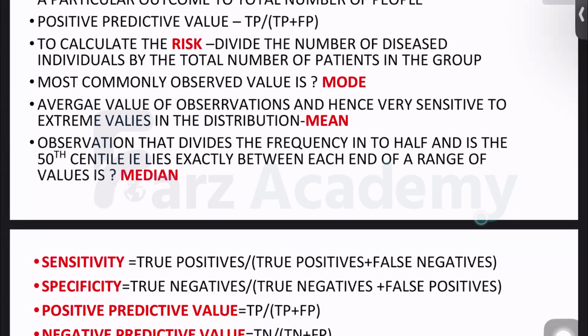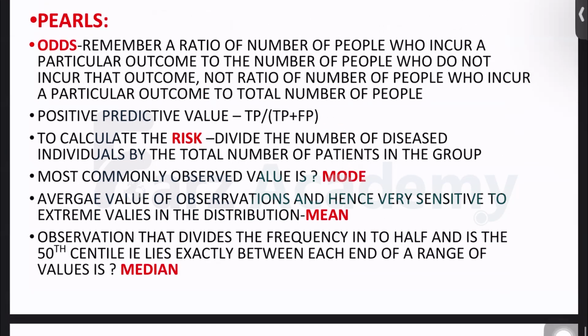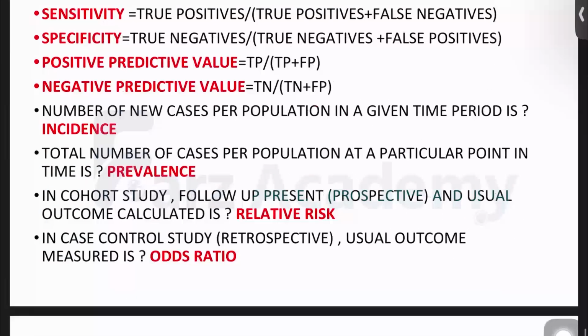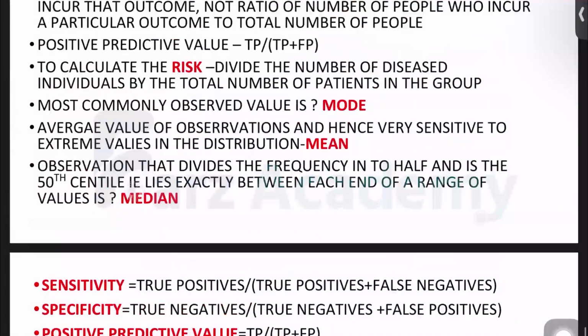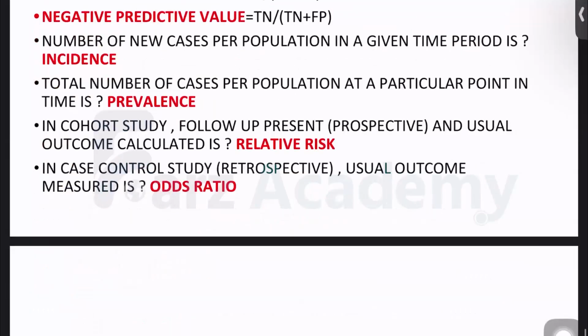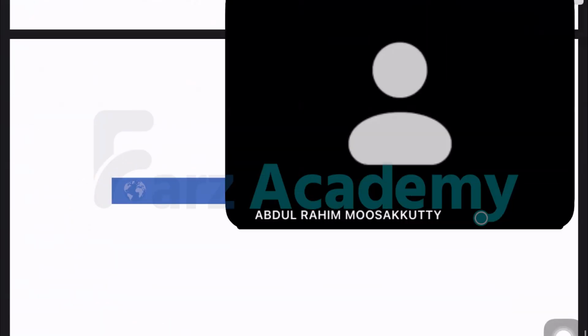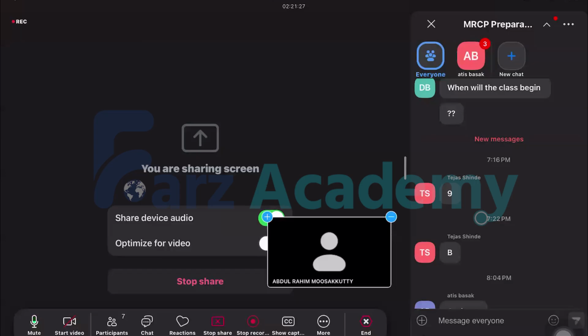Skewed data: the median is the middlemost value after arranging the data, the average value would be the mean, and the most commonly observed value would be the mode, correct? And that's odds and odds ratio. These are very important points. These are the two slides that you have to revise 7 days before the exam. With this, I conclude statistics. Wish you all the best.